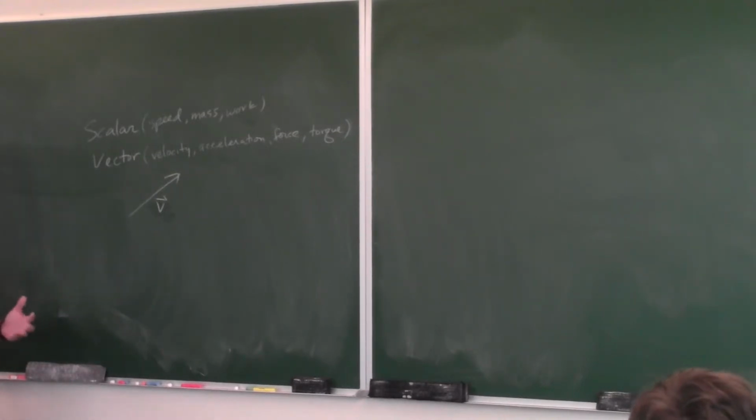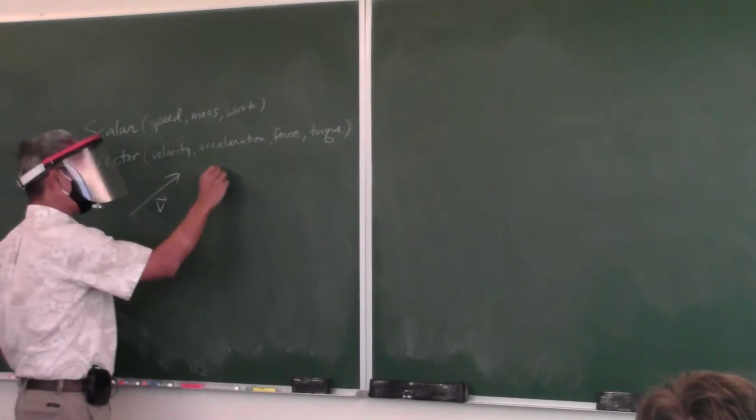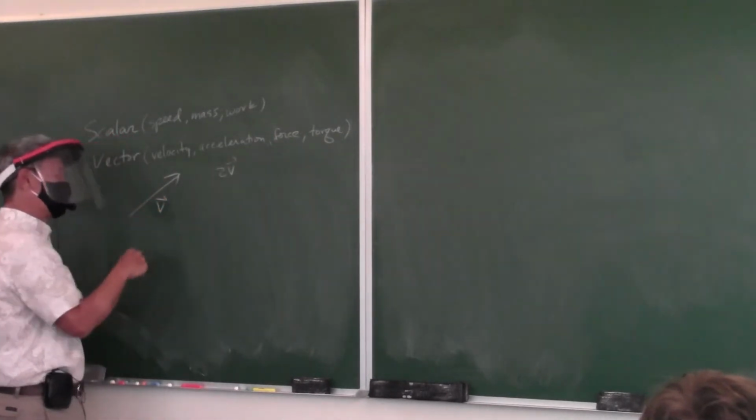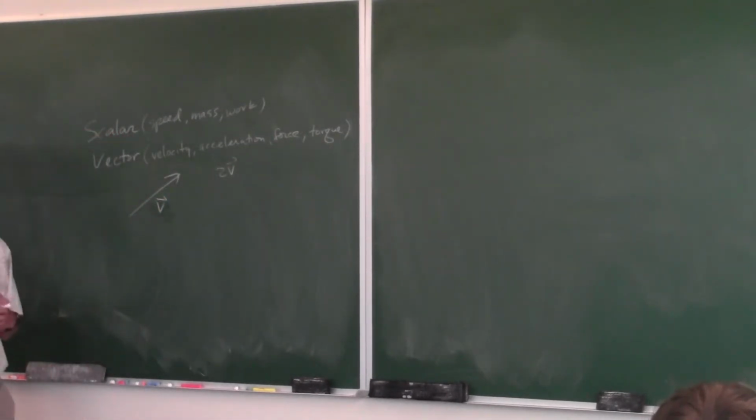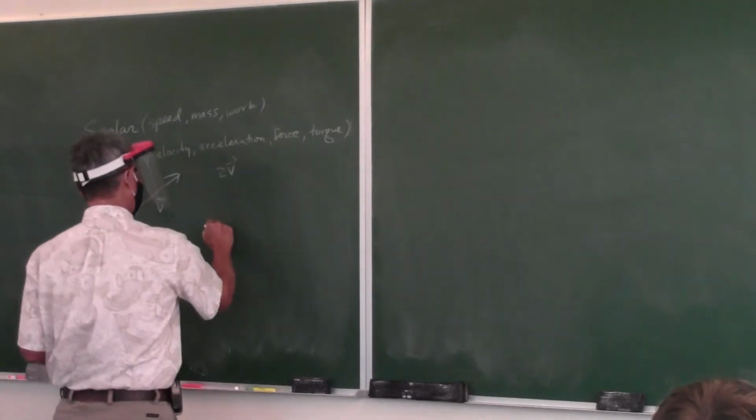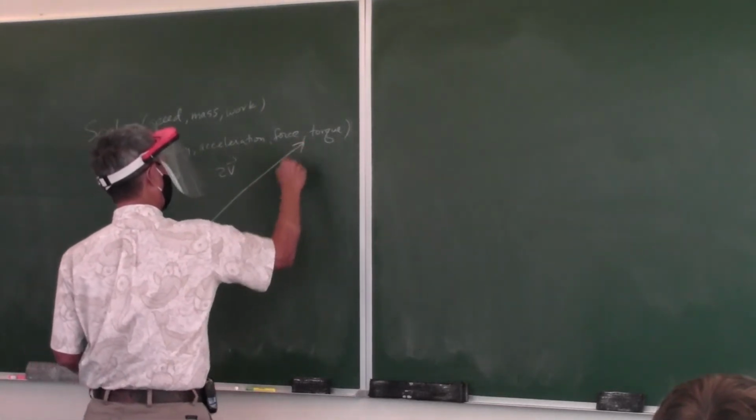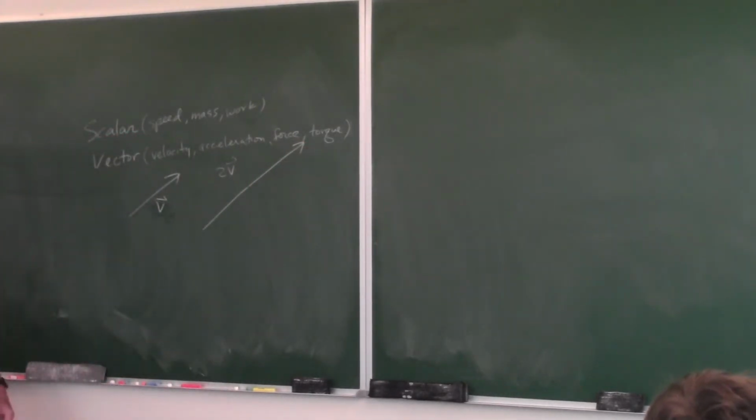How would you draw 2 times vector V? I mean, if you just have to guess. If this is vector V, how would you draw 2 times vector V? You make it twice as long, but pointing in the same direction, so it would look something like this. There, 2 times vector v.